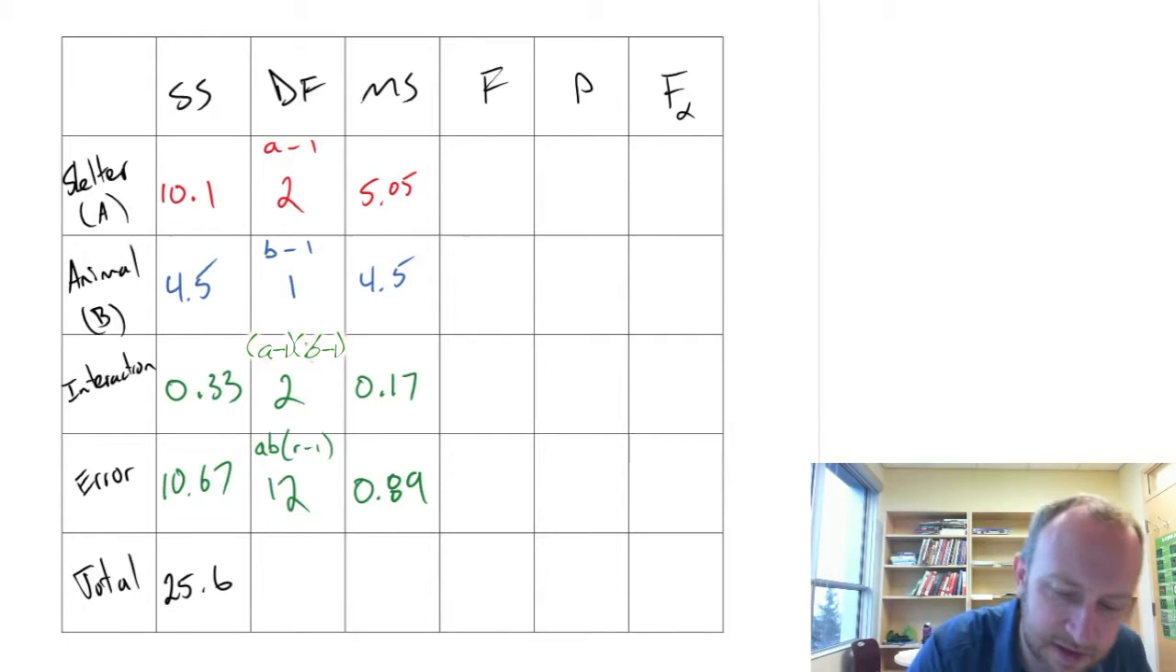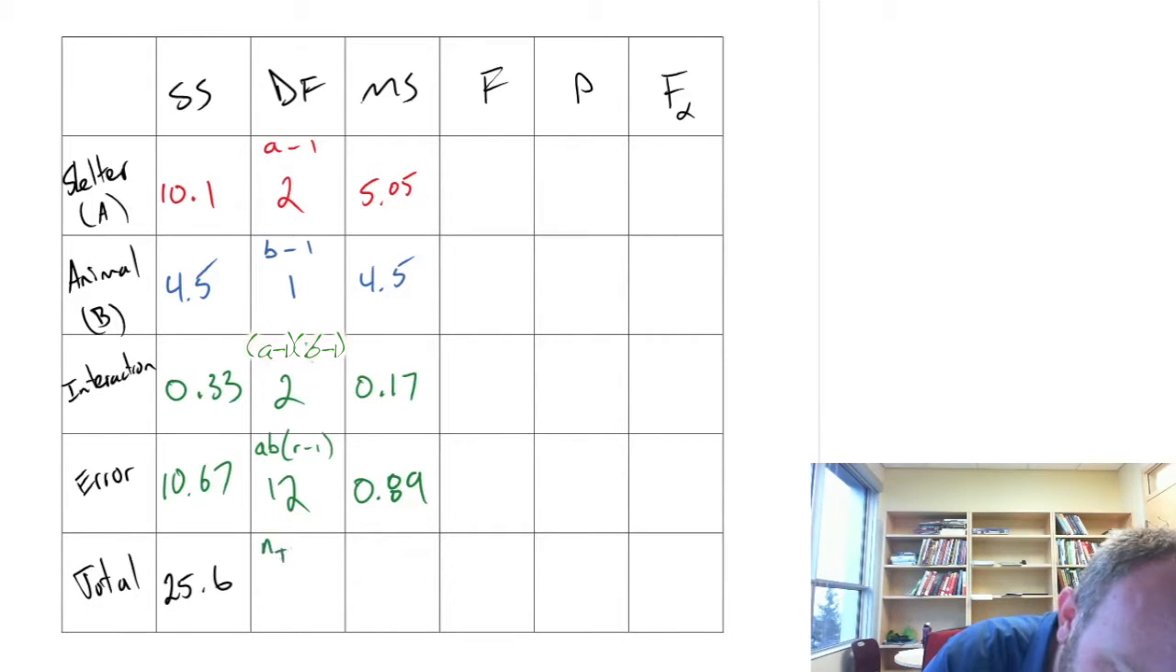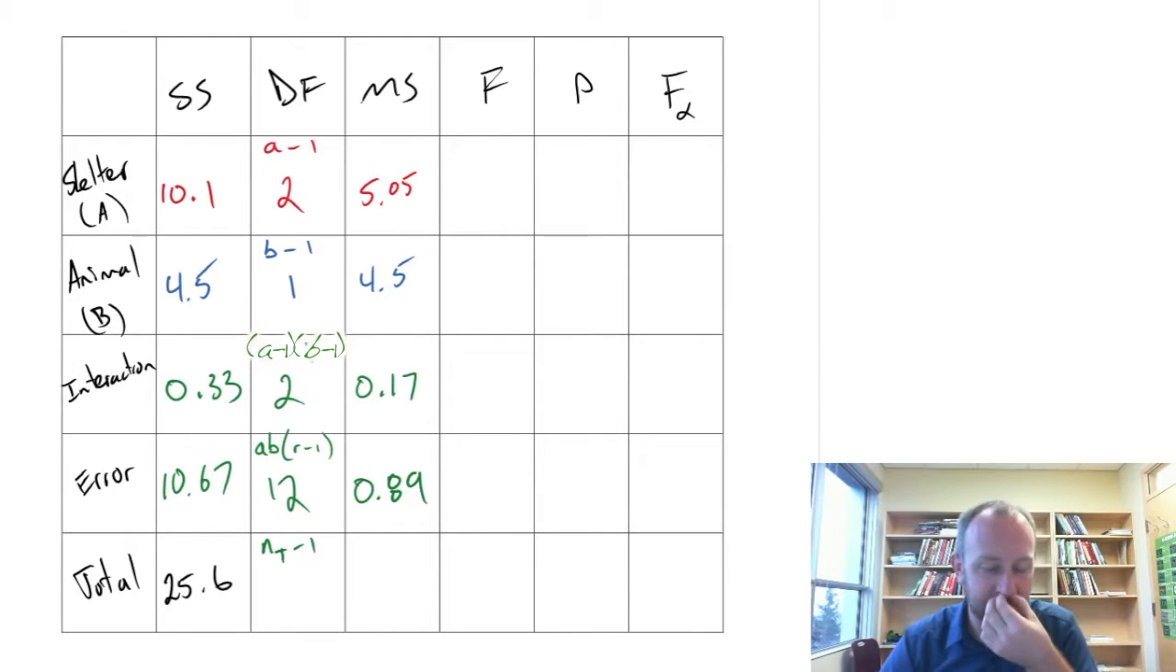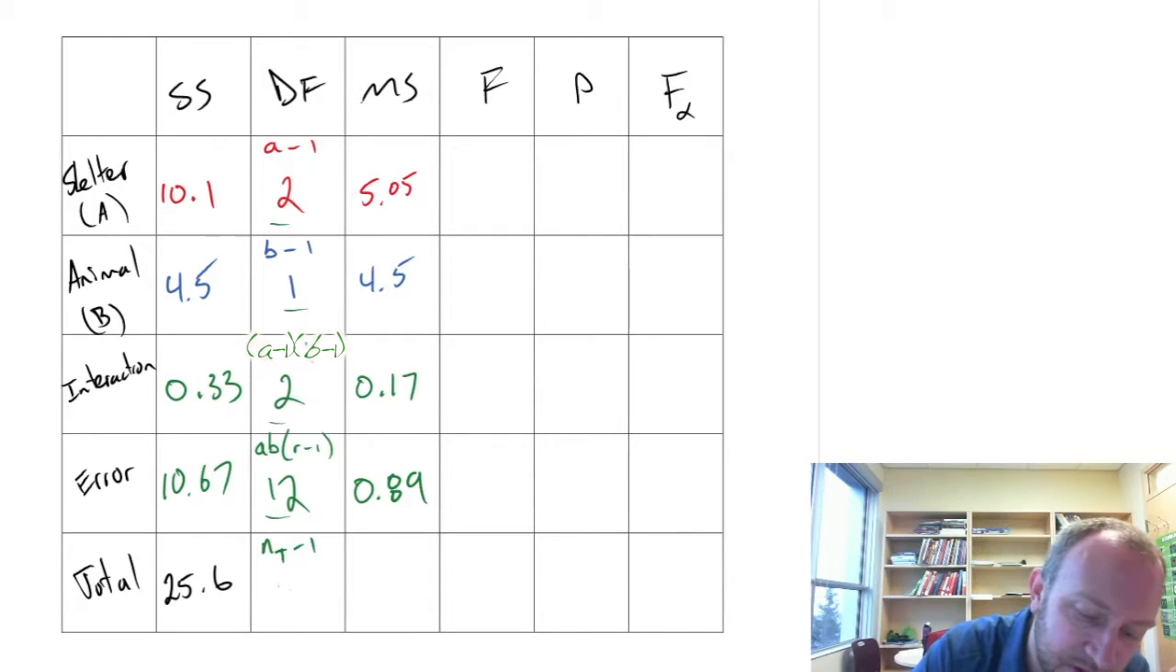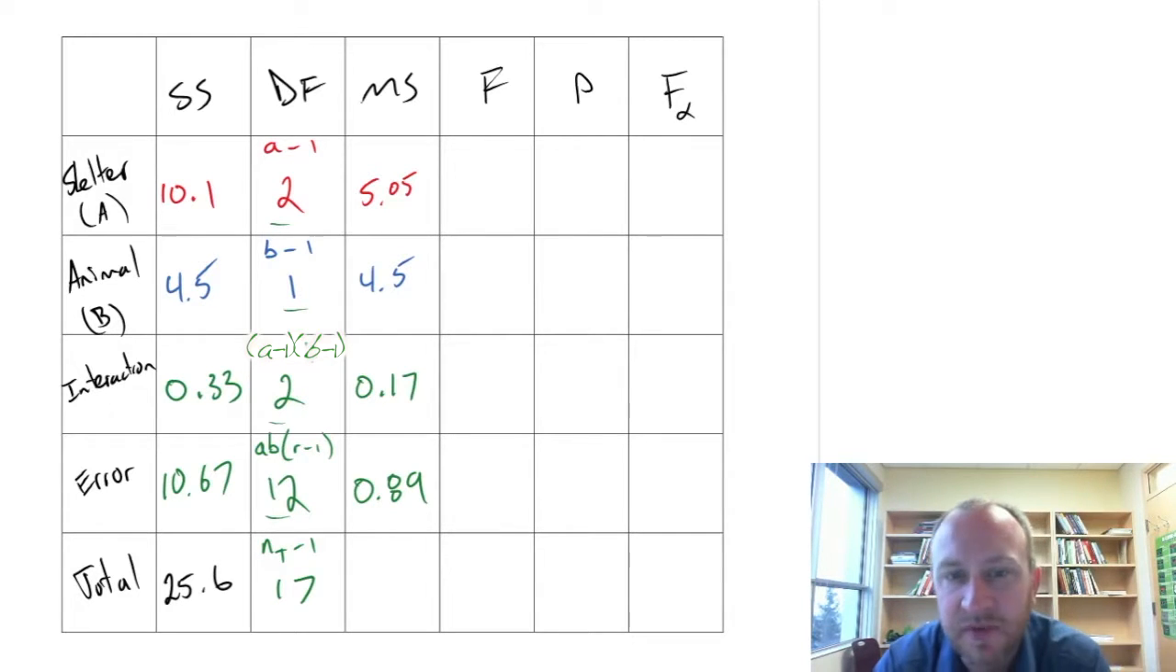Okay, now just for completeness, degrees of freedom on SST is always NT minus 1, which is also going to be the same as adding up all of our degrees of freedom that we have above. So this will be 12, 14, 15, 16, 17, not 18. I have 17 observations, degrees of freedom 17.